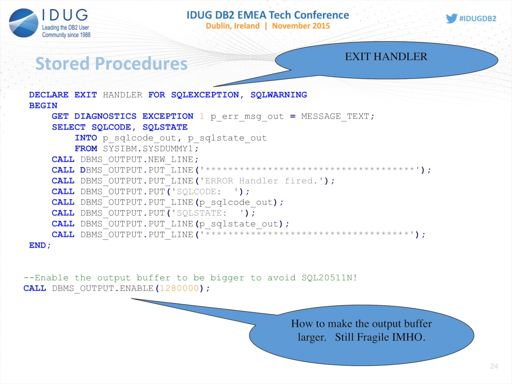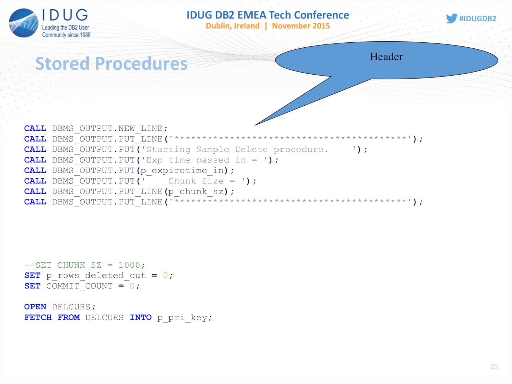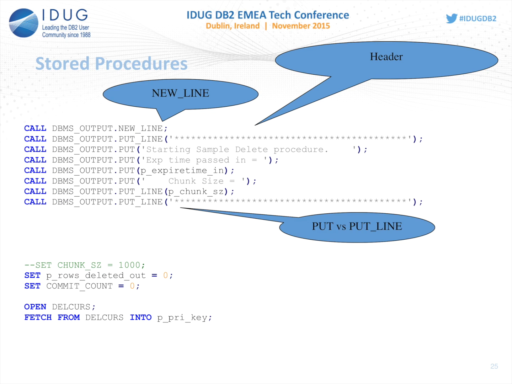So that's how you make the buffer bigger. It's still kind of fragile in my mind, because what if I write 128,001 bytes? It's still going to die. So this is just my delete function. I talked about how all these functions work.